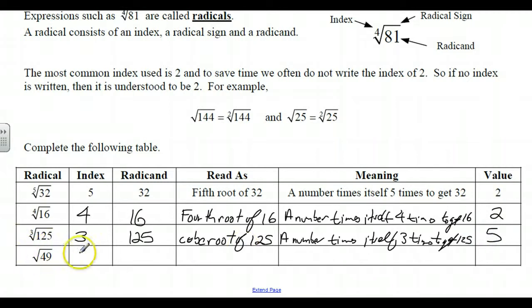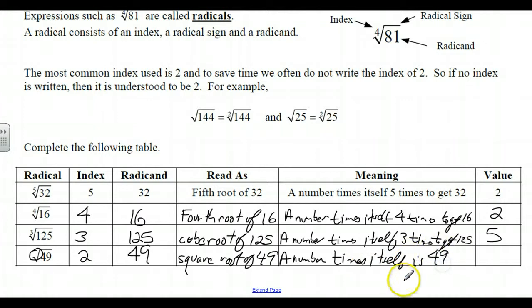This is read as the square root of 49. So I'm going to do the read as first. Square root of 49, because we know if the index is blank, it's a 2. It's a square root, so the index is 2. The radicand is 49. It's a number times itself, and I don't need to write 2 times, just a number times itself is 49. So what squared is 49? 7 squared is 49.